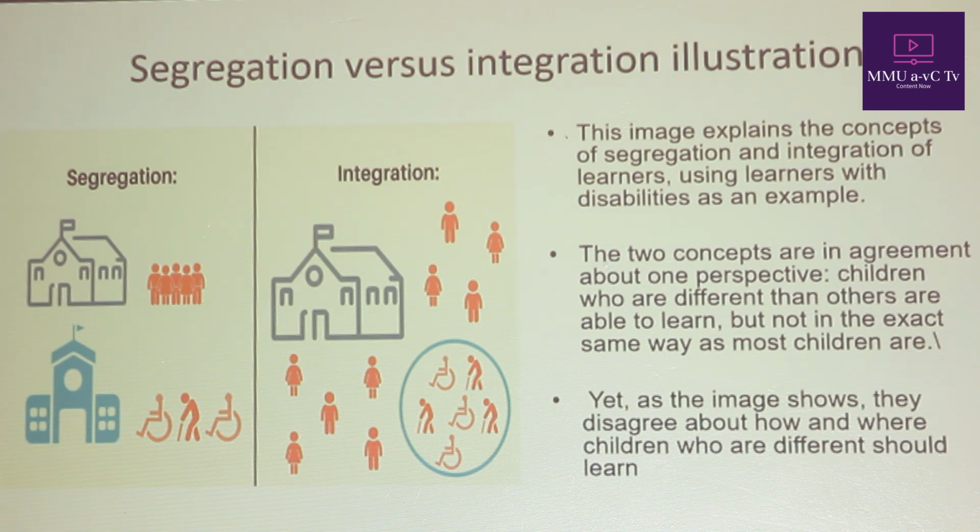Then when it comes to integration, there is this school. There is no other school for children with disabilities. In the first, segregation, you can see the school for children with disabilities is there alone, and then the school for ordinary learners is there.